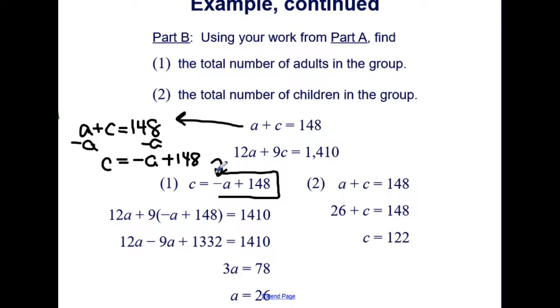We can substitute what C equals into the other equation. If we distribute and simplify, we get A equals 26. We can then substitute that value into the first equation to solve for C, 122. So you have A equals 26 and C equals 122.